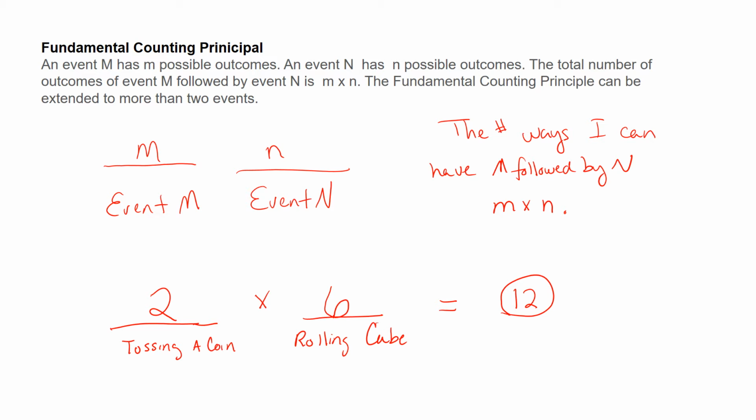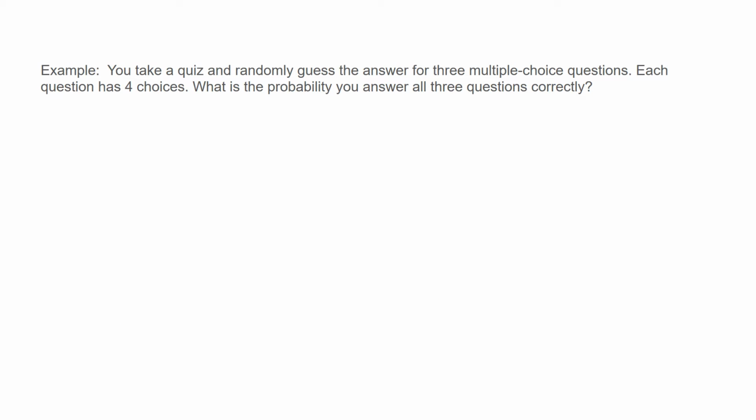Here's another example. You're going to take a quiz and you're going to randomly guess all the answers for 3 multiple choice questions. And every question has 4 choices. What is the probability that you answer all 3 questions correctly? So first of all, we need to find the number of ways you can answer 3 questions.